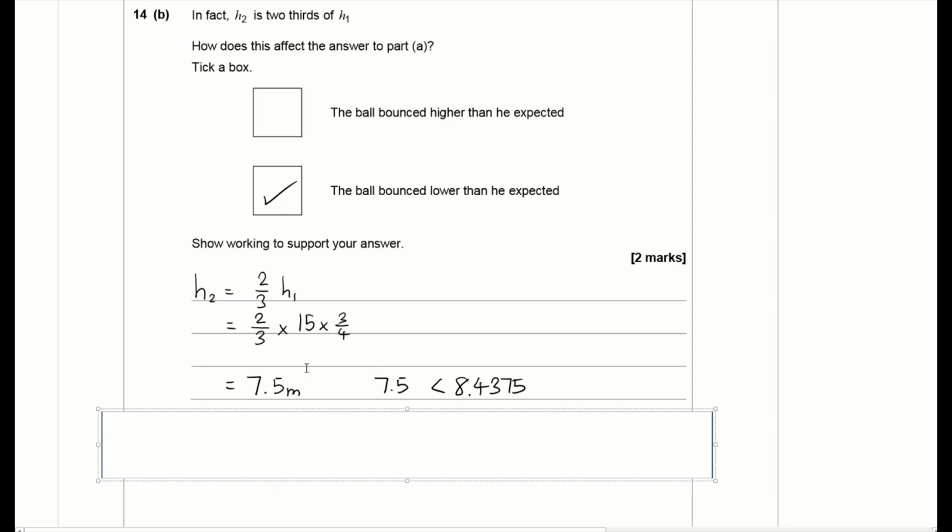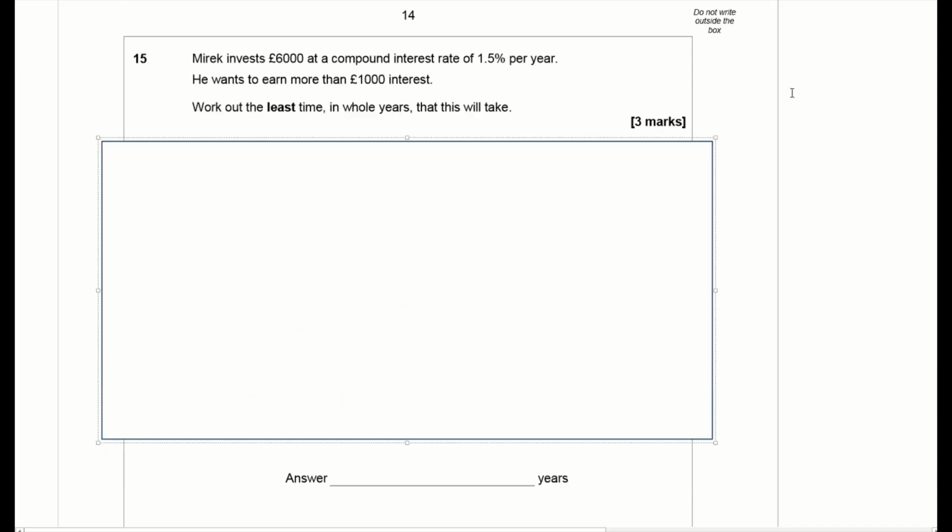In general, you could have actually answered that question by simply comparing 2/3 versus 3/4, because that was the only thing that determined why the value became less. 2/3 is less than 3/4. If you thought of it as a decimal, 2/3 is 0.6666 recurring, 3/4 is 0.75. So it was always going to multiply to give a lower value. So as long as we've shown evidence that the multiplier, or the absolute value as we've got in this case, is less than what it was before, then that's sufficient evidence to support our answer of the ball bouncing lower than expected.